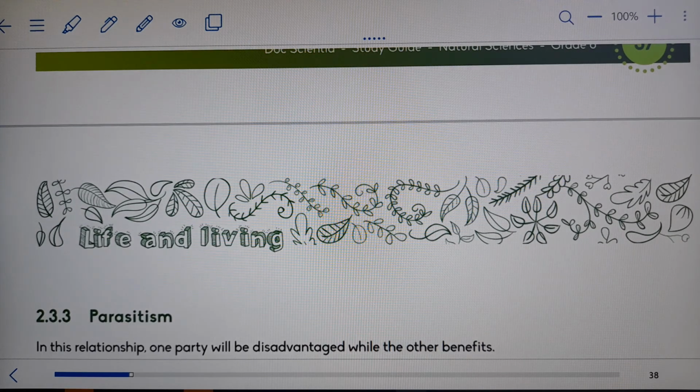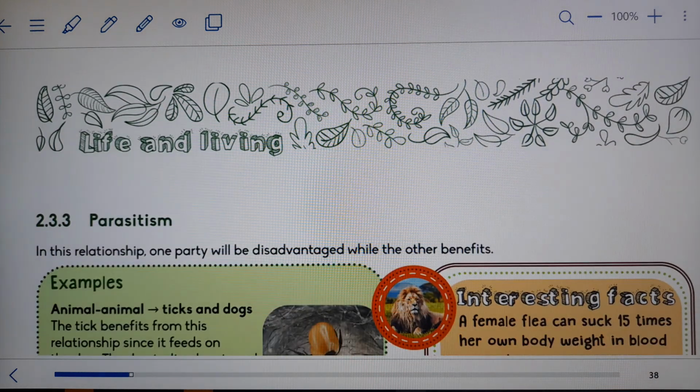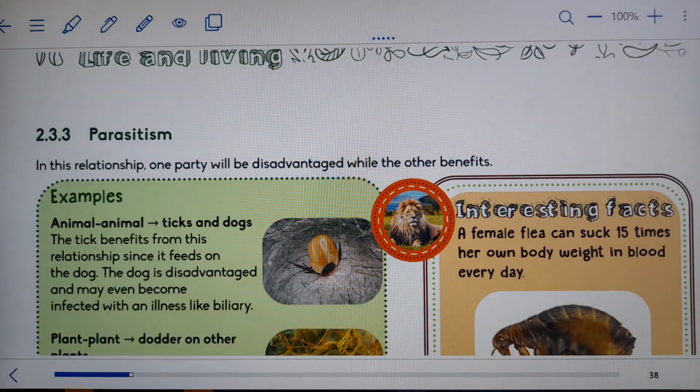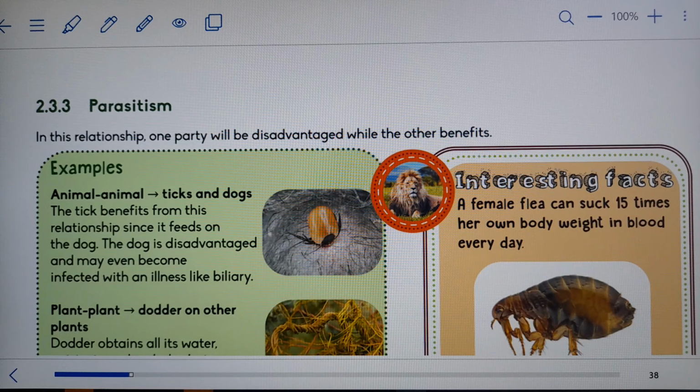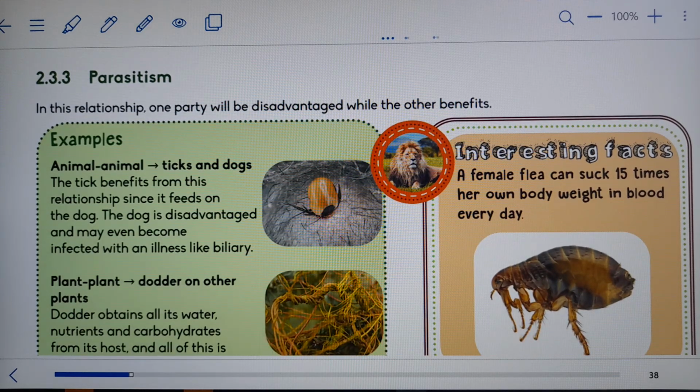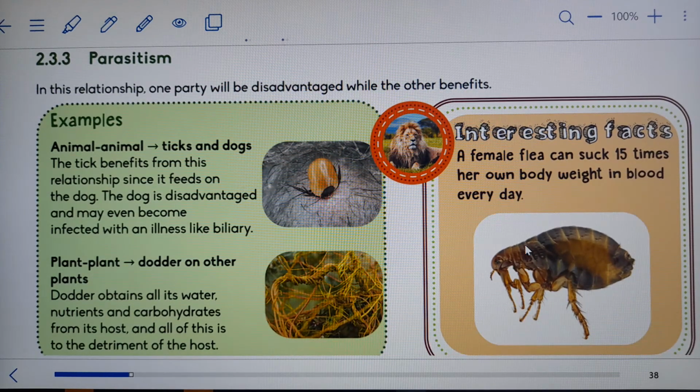And we look at the last one now, parasitism. They've mentioned it a little bit in Unit 1 under photosynthesis. Let's look at parasitism, which is the third type of interdependency. In this relationship, one party will be disadvantaged while the other benefits. This one is not good.